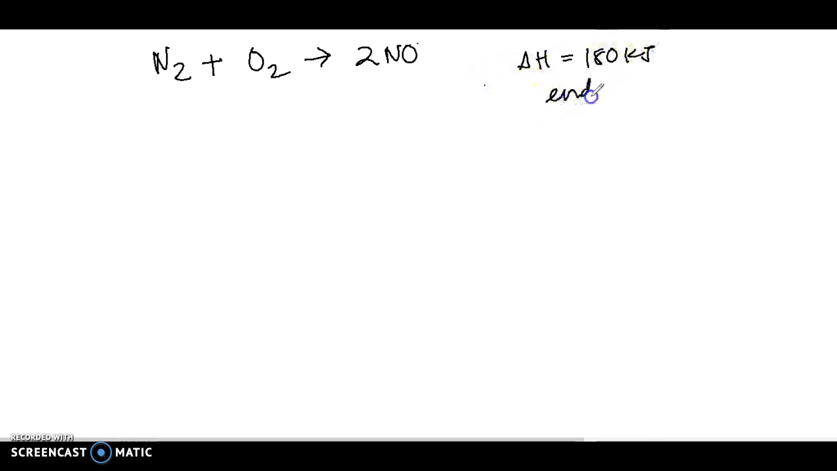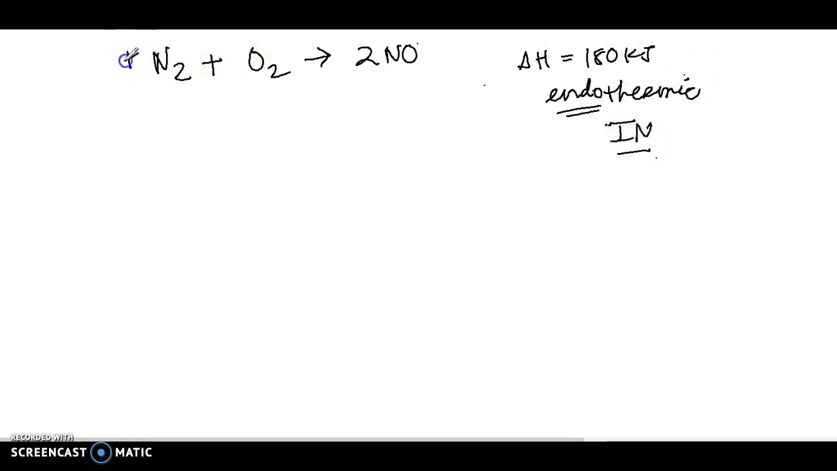Number 4 says nitrogen gas and oxygen gas can combine to make nitric oxide, NO. If such a reaction absorbs 88 kilojoules of energy from the surroundings, how many grams of nitrogen gas do you predict were consumed? So here goes my reaction. N2 plus O2 makes 2NO. And the delta H is telling me is 180 kilojoules. Since that's positive, I know it's endothermic. It's also asking me how much energy was absorbed from the surroundings, right?